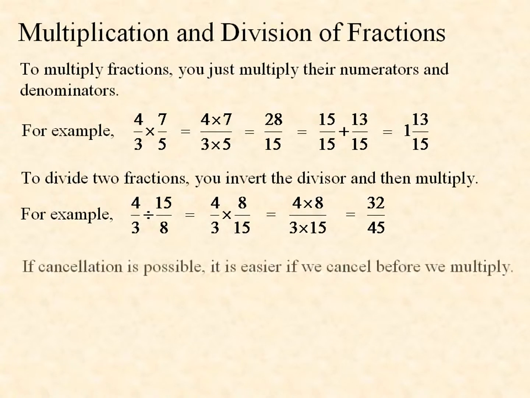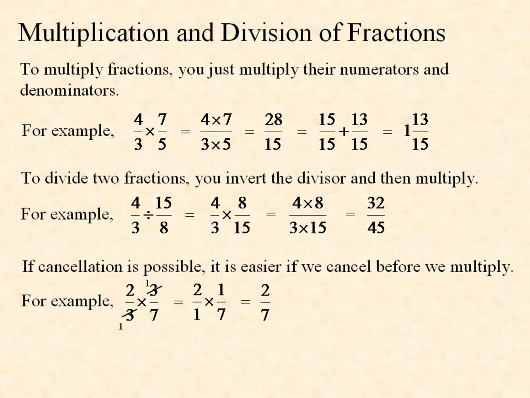If cancellation is possible, it is easier if we cancel before we multiply. For example, if we need to figure out 2/3 times 3/7, we have 3 in the bottom and 3 in the top, we can cancel those and get 2 over 1 times 1 over 7, which is 2/7.